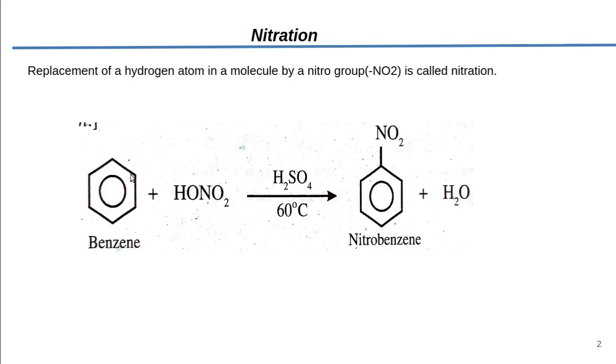When benzene reacts with a mixture of nitric acid and sulfuric acid, one of the hydrogens from benzene reacts with OH from HNO3 and a water molecule is eliminated, and the nitro group is electrophilically substituted on the benzene ring. This is the nitration reaction.